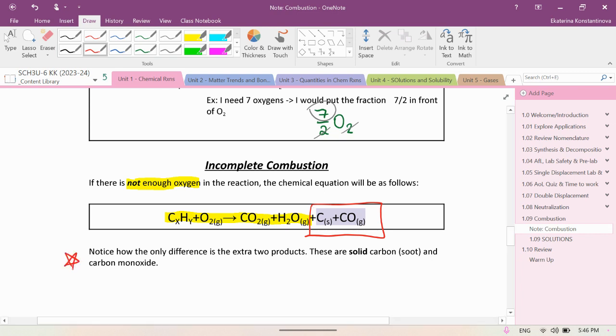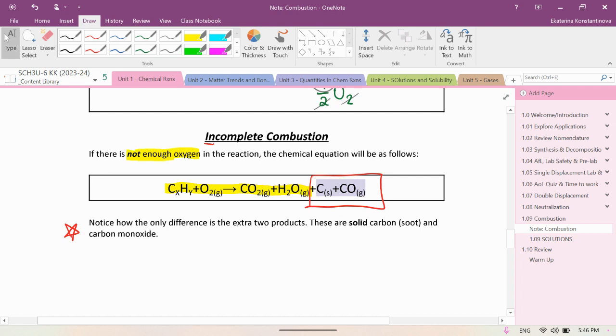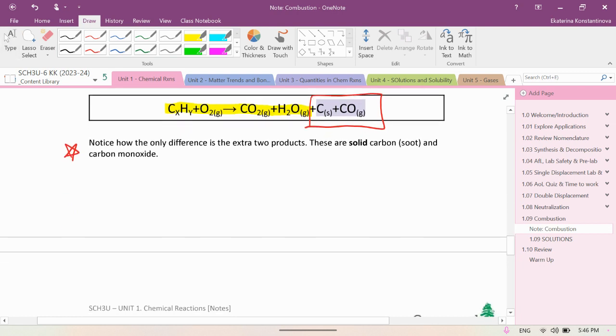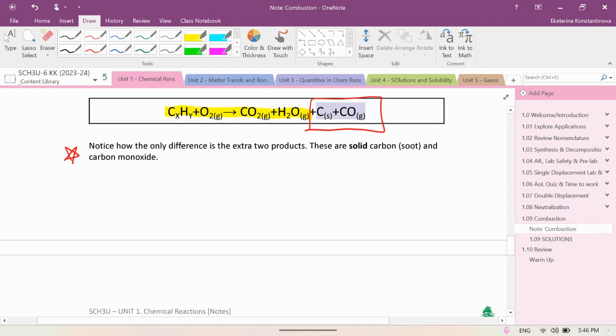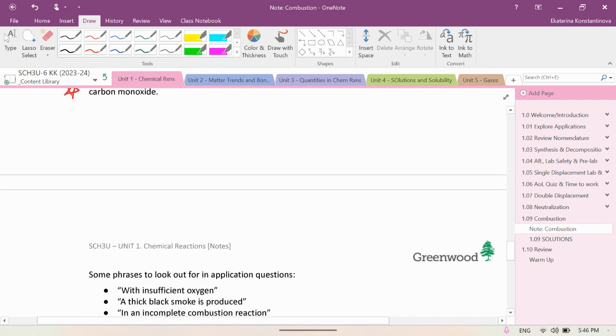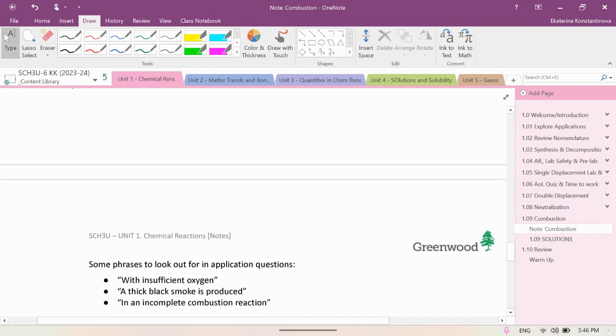Okay, so please remember that if it's incomplete combustion, you have 2 more products, so a total of 4 products to write. And this is definitely harder to balance. In our course, we're going to focus mainly on complete combustion. If you do have to balance incomplete combustion, we will give you a hint to get you started.